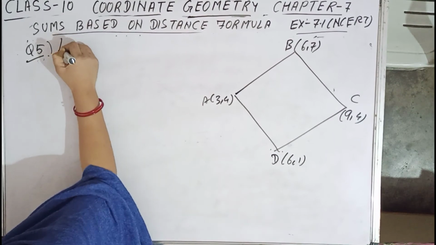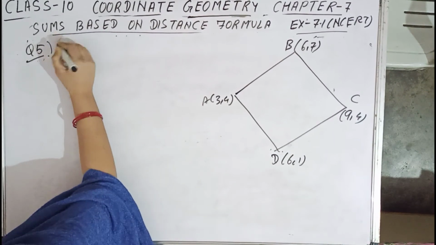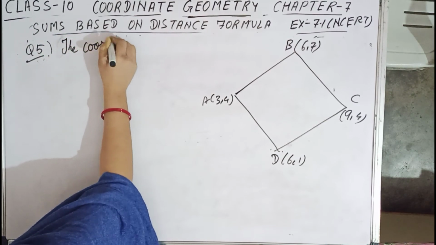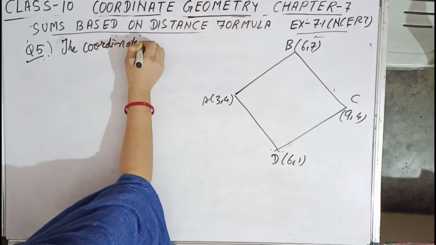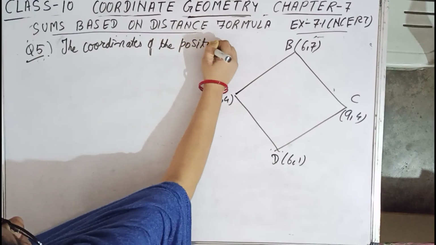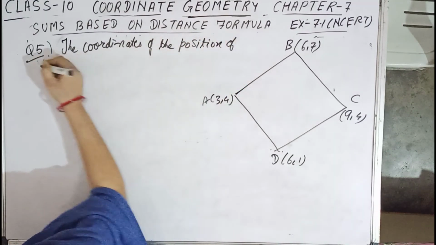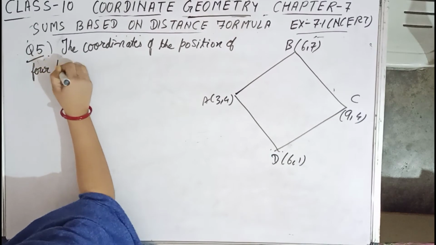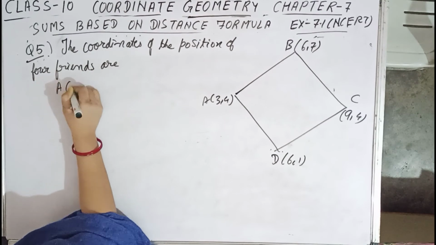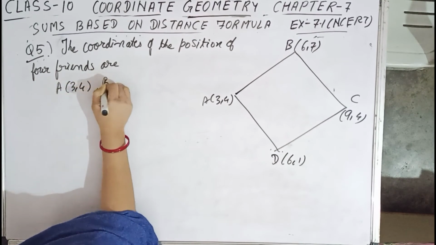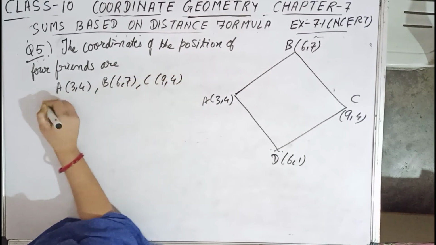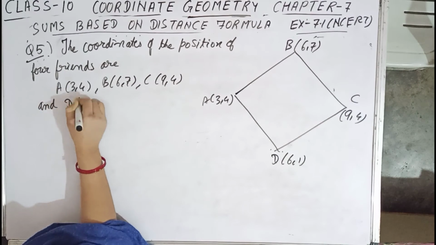So I am starting the solution directly. The coordinates of the position of 4 friends are A 3 4, B 6 7, C 9 4 and D 6 1.